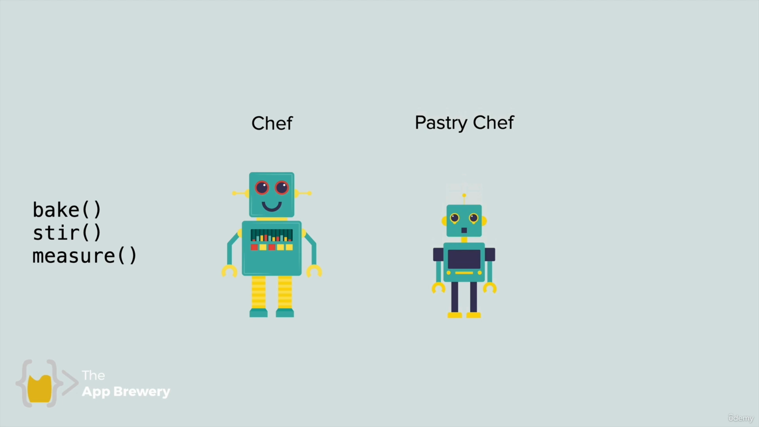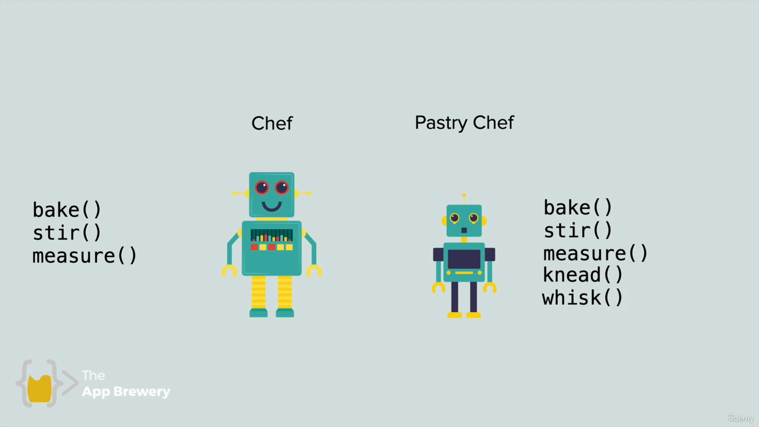Instead, what you want to do is you want to be able to take the methods you already defined for the chef class and then just add to it. Add a few other relevant methods, like how to knead dough or how to whisk some eggs. So this process of inheriting behavior and appearance from an existing class is known as class inheritance.